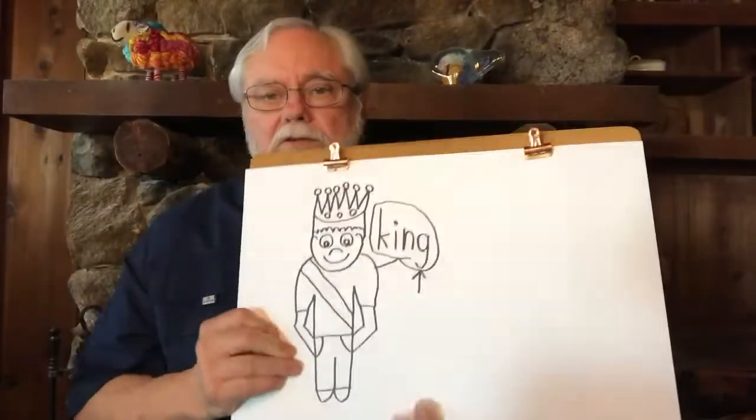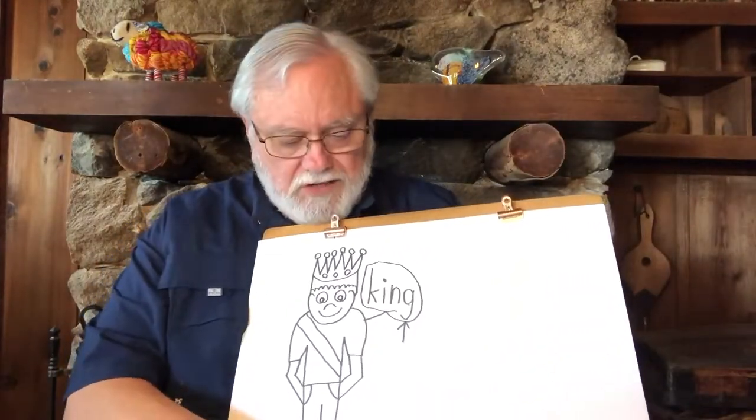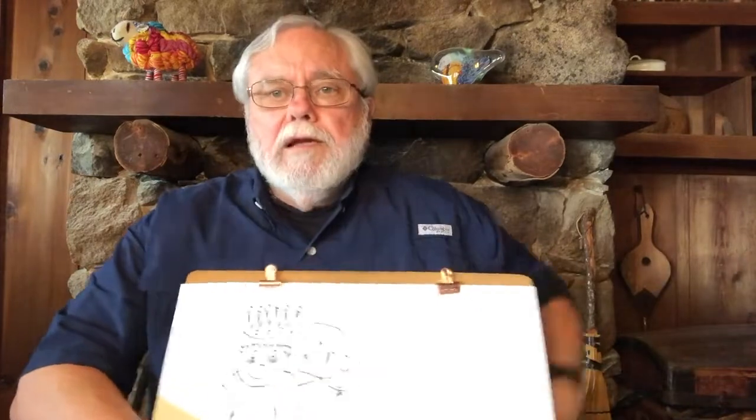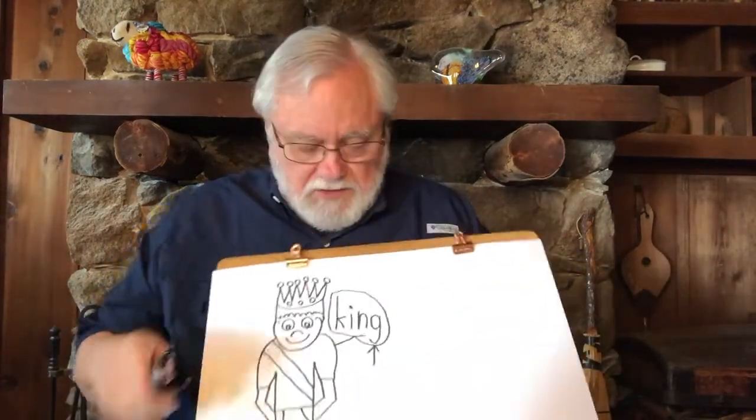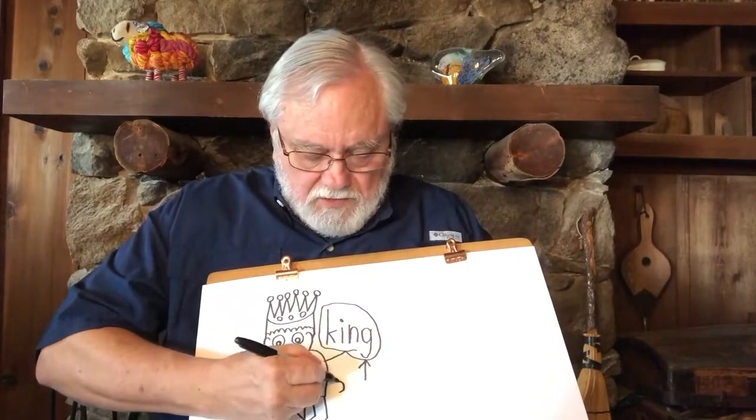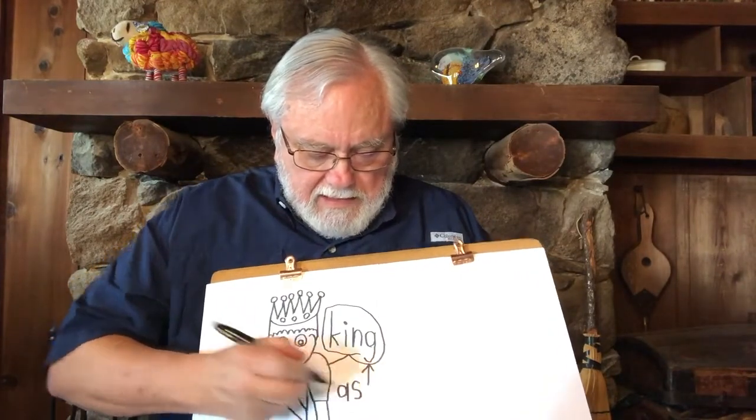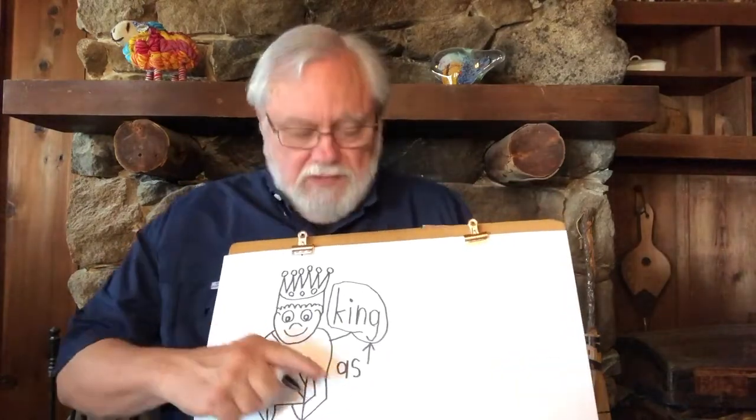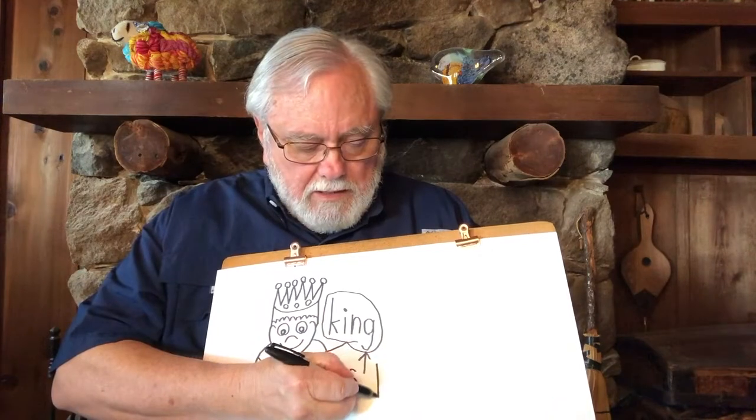So now we've got our king here that we drew a picture of. And our king looks, what? Happy. But I don't want to just use the word happy. I want to make that into a simile. Many similes start with the word as. So we're going to write as with an A and an S. Now he's going to be as happy. So we're going to write happy.